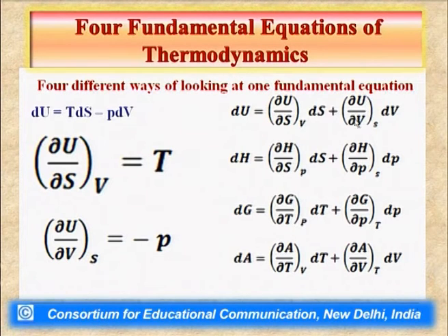if you see very carefully, the differentials dS and dV are the same in both these equations. What changes is the differential coefficients. Here is the partial differential coefficient ∂U/∂S at constant V, so it should be compared to the temperature. Therefore, as a comparison of these two equations, we can say ∂U/∂S at constant V is equal to temperature.